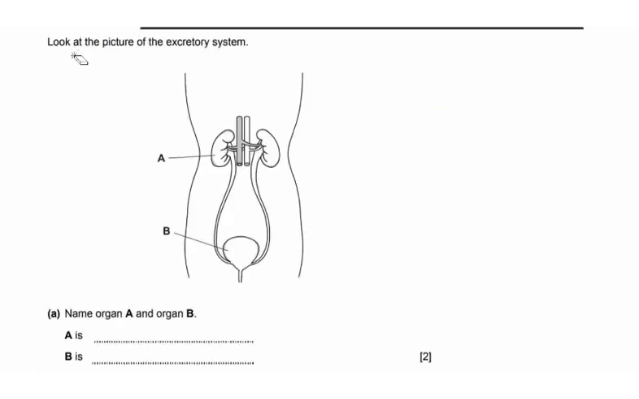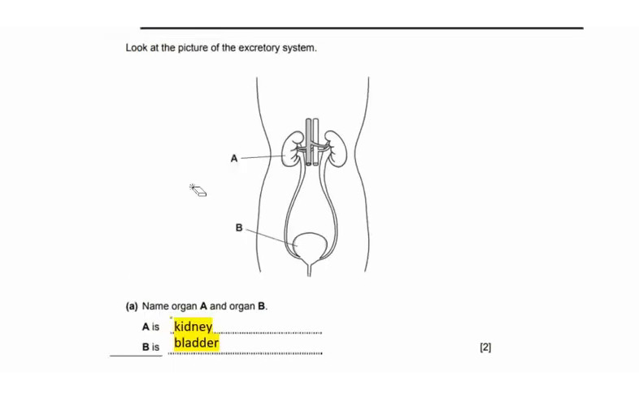Question 3. Look at the pictures of the excretory system. Name organ A and organ B. A is a what and B is a what? 10 seconds from now. Have you got the answer? Organ A is kidney, organ B is bladder. Kidney is to filter the blood, bladder is to store the urine.